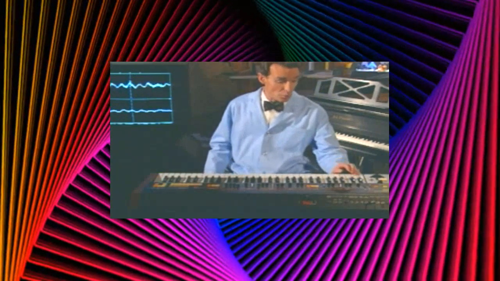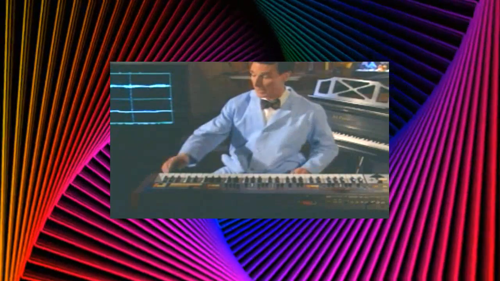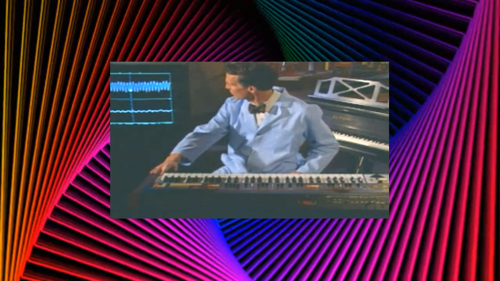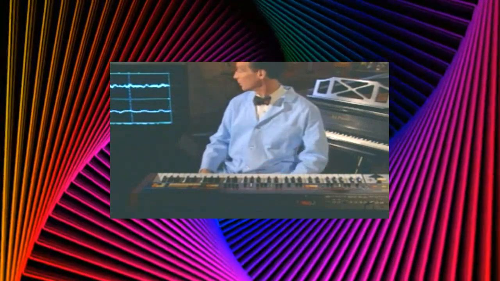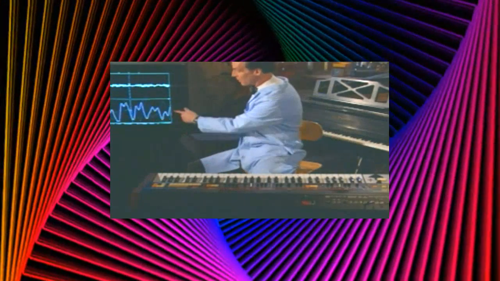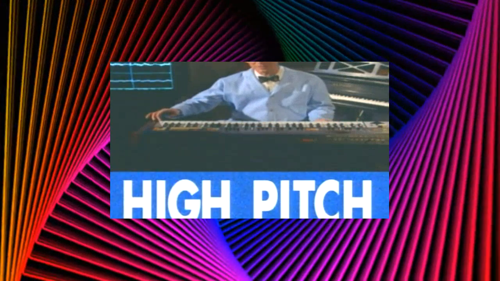Now, when I hit a low note, we can see that the waves are pretty far apart. When I hit a high note, the waves look about the same, but they're much closer together. This is true on the electronic keyboard or on the piano. Now, this is called the pitch of the sound. So this would be a low-pitch sound, and this would be a high-pitch sound.